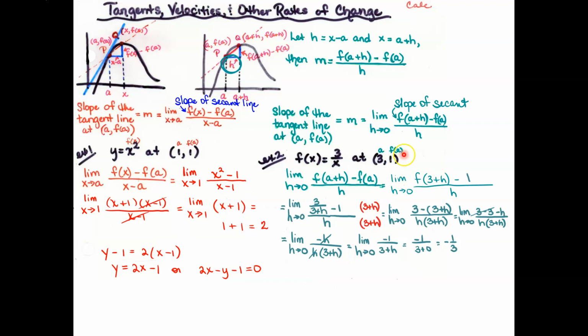Okay, so now we have a point and we have a slope. So let's create our equation. So again, I'm going to use y minus y1 is equal to m times x minus x1.